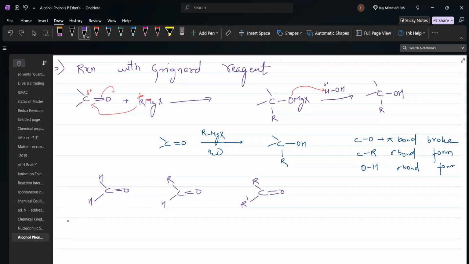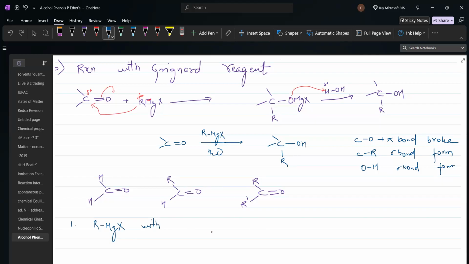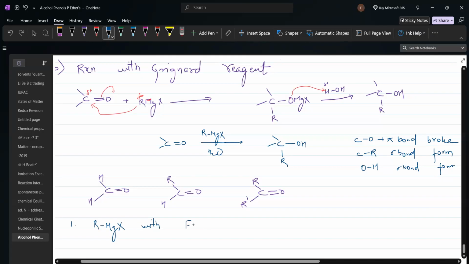The first case is Grignard reagent with this. This is formaldehyde, right? HCHO is formaldehyde. The common name of HCHO is formaldehyde. You should know formaldehyde.